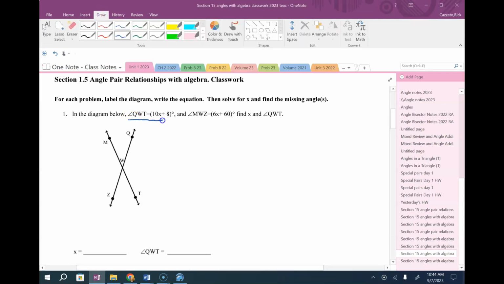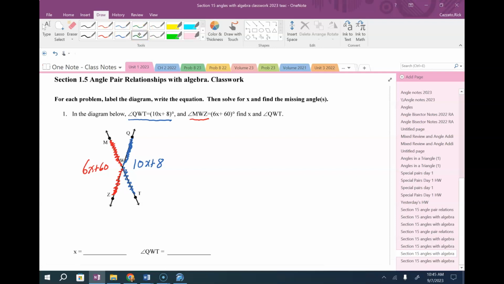So angle QWT, if I were to trace it, QWT is this blue angle. So I'll put 10x plus 8. Angle MWZ, I will trace it, MWZ. The red angle is 6x plus 60.